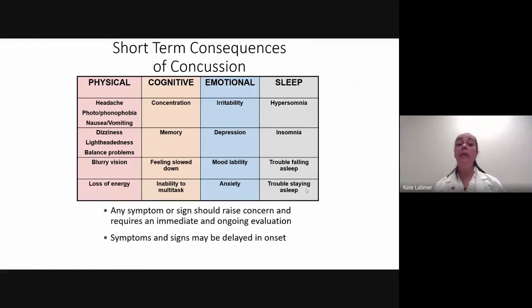Sleep can be profoundly affected by head injuries, both in the positive and the negative. We see kids who report that they are sleeping significantly more than they were prior to their head injury, and then some kids who can't fall asleep or don't sleep as well.